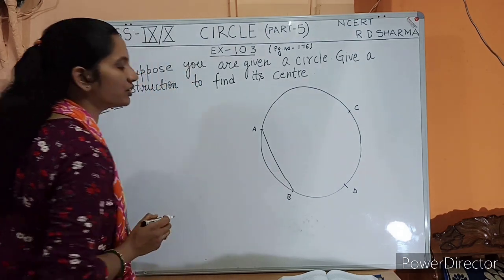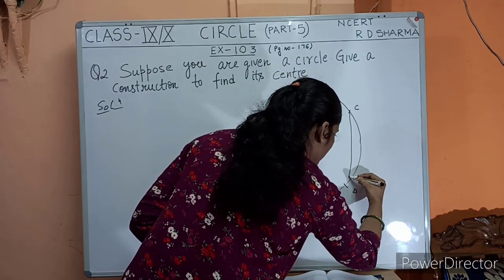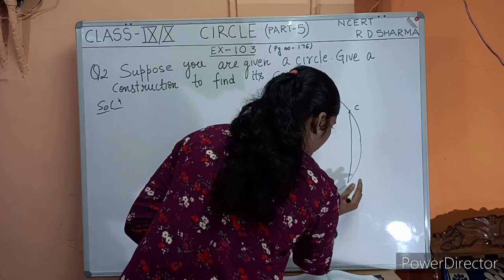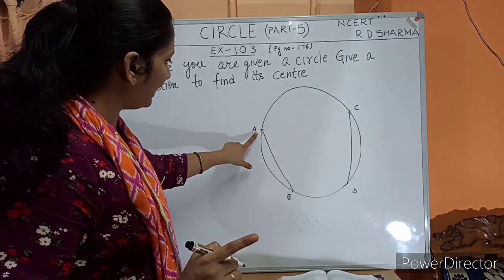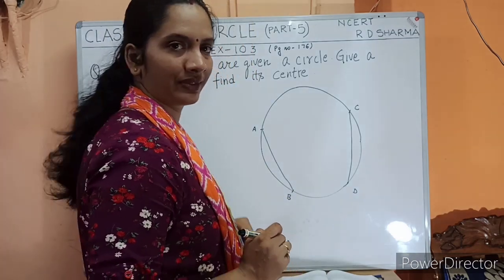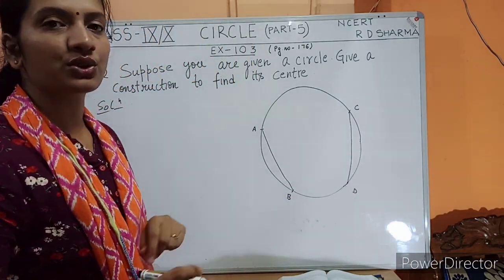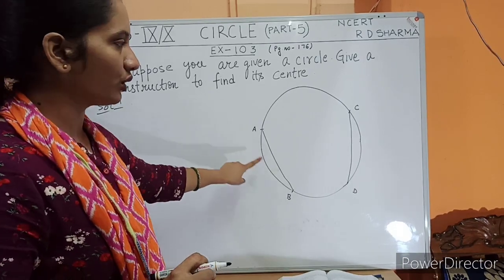Means basically you need to draw the chords, right? Chord AB and chord CD. Here, let us suppose this point is D. But make sure that the length of AB must be equal to the chord CD. After drawing these two chords, we need to draw the perpendicular bisector of these two chords.